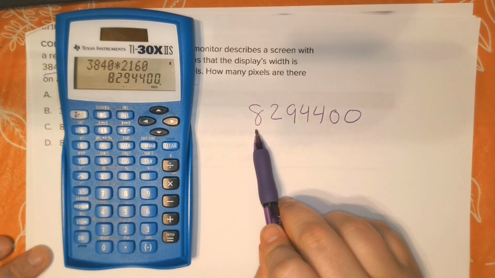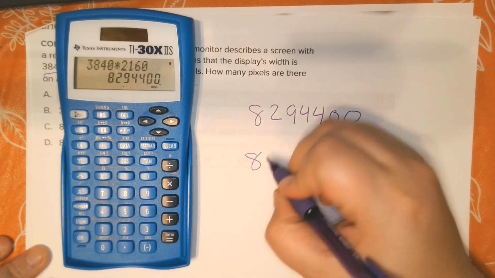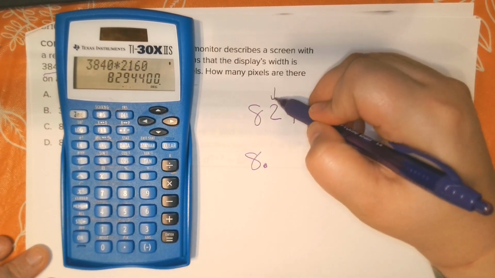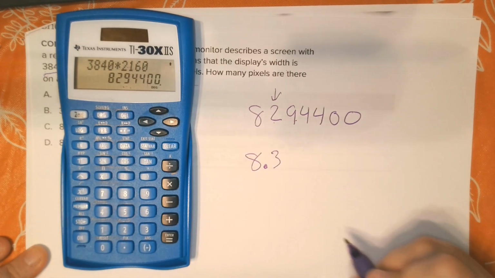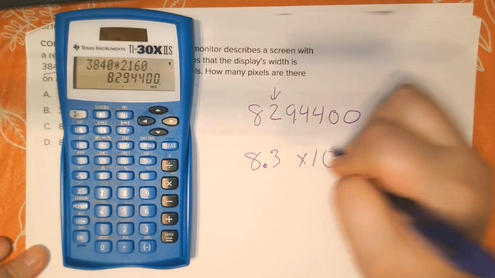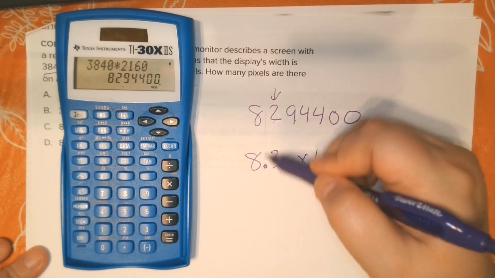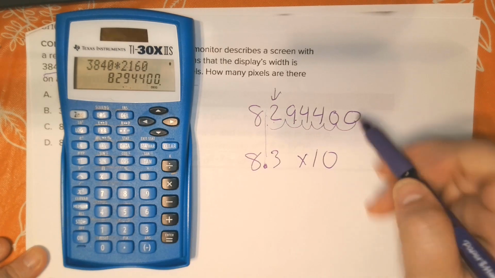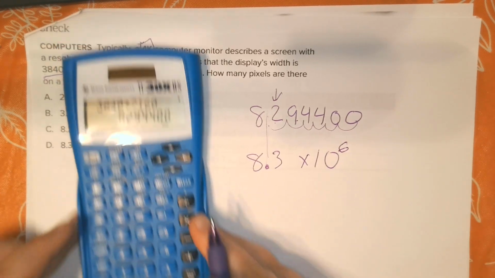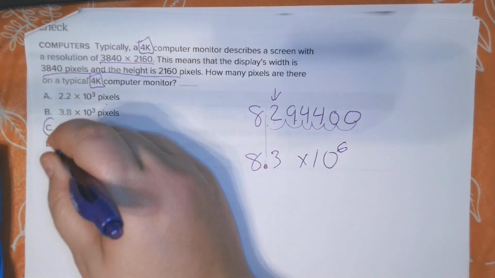8294400. Take the first number, decimal. I can go ahead and round this. The 9 turns the 2 into a 3. Times 10 to the, remember, 1, 2, 3, 4, 5, 6 to the 6th power. Whoop-de-doo, that's our answer right there, C.